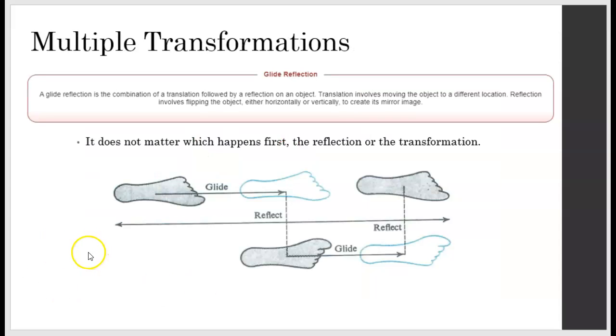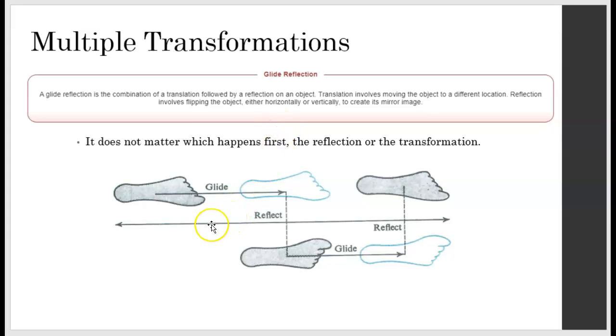Okay, now we need to take a look real quick at multiple transformations. And in Accelerate, they talk to you guys a little bit about this thing called a glide reflection. A glide reflection is simply a translation along with a reflection. So it's a combination of a translation followed by a reflection. It doesn't matter which one you do first, reflect or translate. Either one is the same thing.